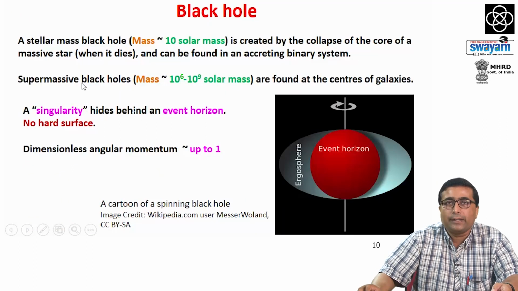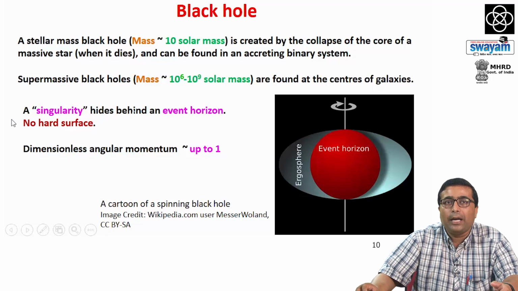Now a few words about black holes. A stellar mass black hole with a mass of the order of 10 solar mass is created by the collapse of the core of a massive star when it dies and can be found in an accreting binary system. Supermassive black holes are found at the center of galaxies. A stellar mass black hole is also created by the collapse of the core of a massive star.